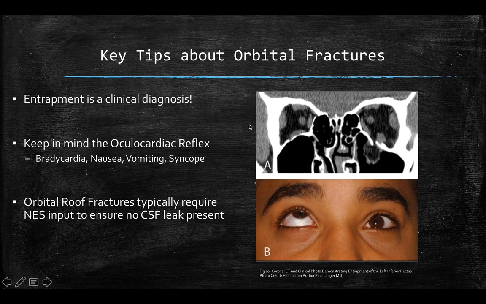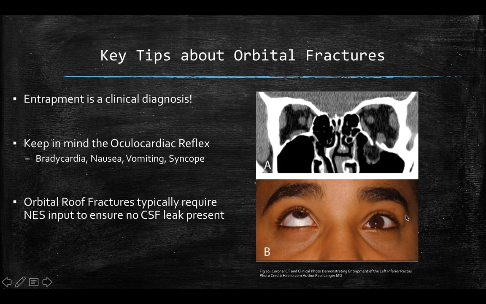What are some other key tips about orbital fractures to keep in mind? Well, entrapment is a clinical diagnosis. We mentioned that you can't just call this entrapment without evaluating the patient himself. You want to keep in mind the oculocardiac reflex. There are complex interactions between the trigeminal nerve and the vagus nerve. So if a patient is entrapped, they're very likely to have bradycardia, nausea, vomiting, and syncope when you're evaluating them and asking them to look in the various gazes.